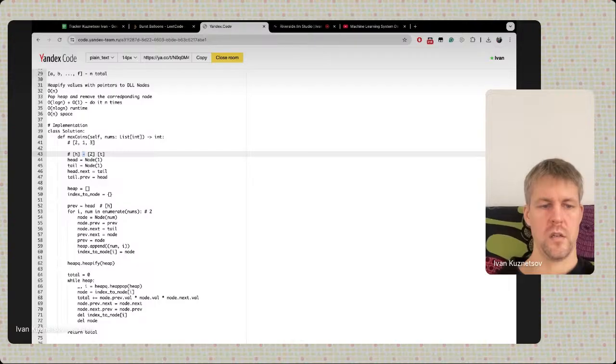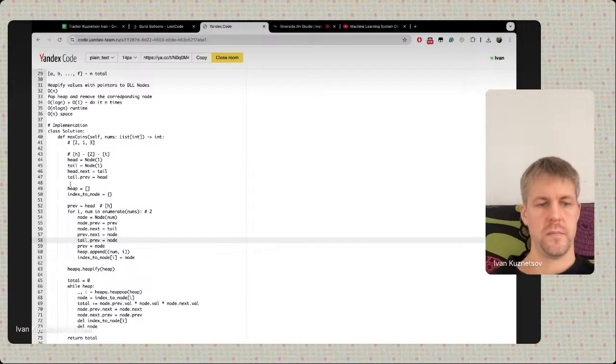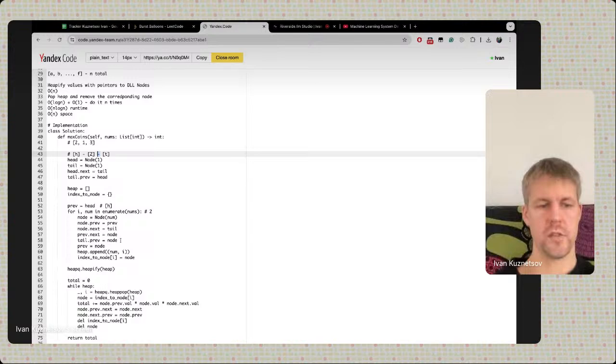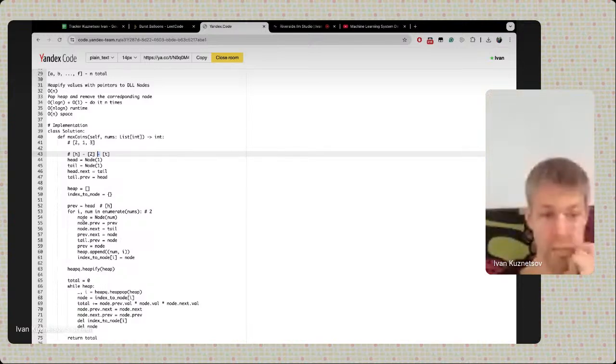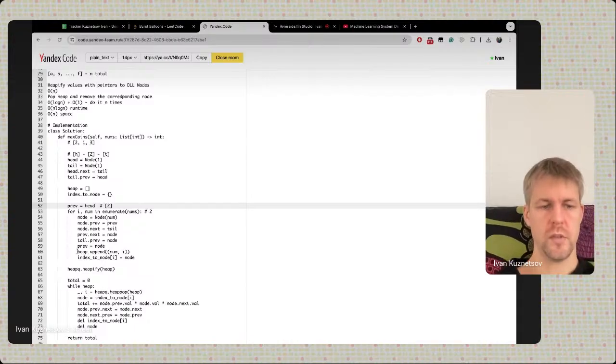Then previous next is equal to node, so they're connected both ways. Now node next is equal to tail, so we are connecting one way. And the thing that I have forgotten, tail previous is equal to node. So now they're connected in both directions. Okay, 4 connections, that's right, something that we are expecting. And previous becomes node, so instead of head it becomes 2.